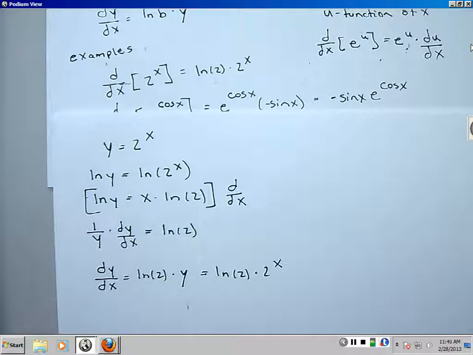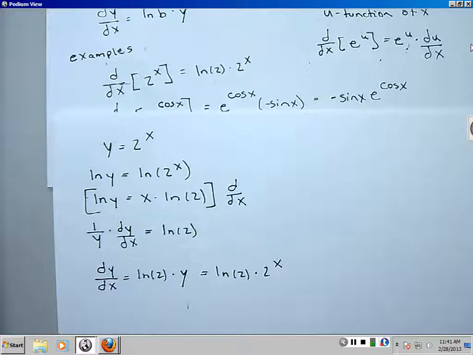That's kind of the long derivation of it. But you don't have to go through those motions. You can know the derivative of b to the x is ln of b times b to the x. And in the case when b is e, ln of e is 1. So the derivative of e to the x is simply e to the x.